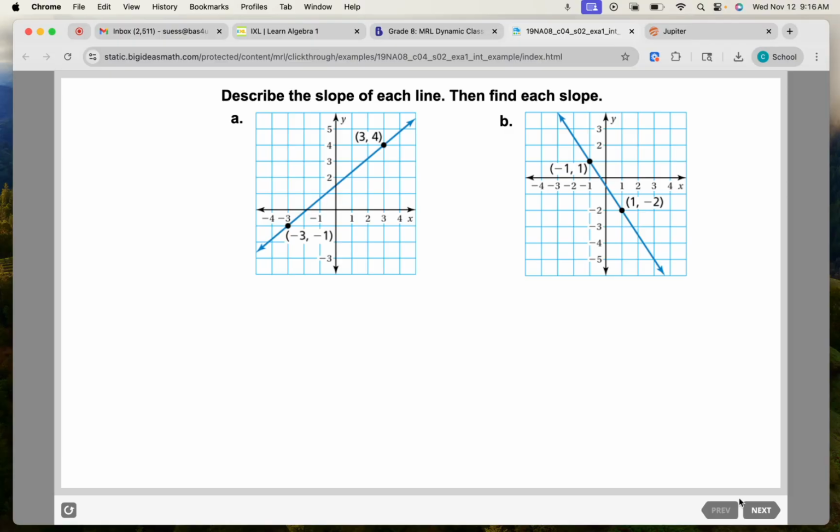Is this rising from left to right or falling from left to right? So this would be a positive or negative slope? Positive slope. So A is a positive slope. You can just say that in your journal. It's positive.